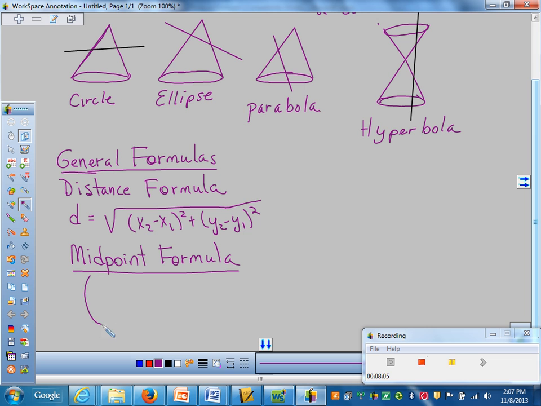We write it out as a formula, but all it says is add the x coordinates together and divide by 2. So it's nothing more than averaging your x coordinates and averaging your y coordinates. That's all it takes. So yeah, you can write it as a formula, but it really is common sense. Just add them together and divide by 2 if you want the middle.